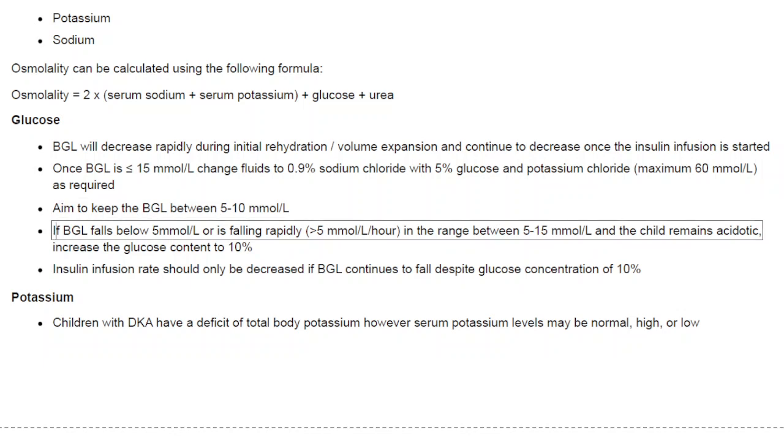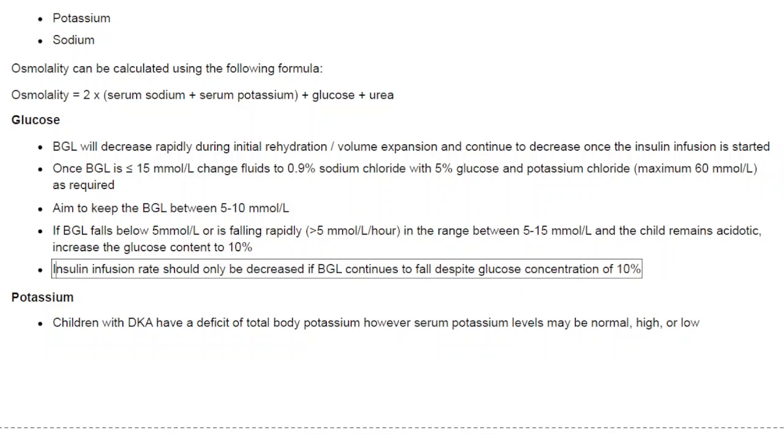If BGL falls below 5 mmol/L or is falling rapidly, greater than 5 mmol/L/hour, in the range between 5 to 15 mmol/L and the child remains acidotic, increase the glucose content to 10%. Insulin infusion rate should only be decreased if BGL continues to fall despite glucose concentration of 10%.